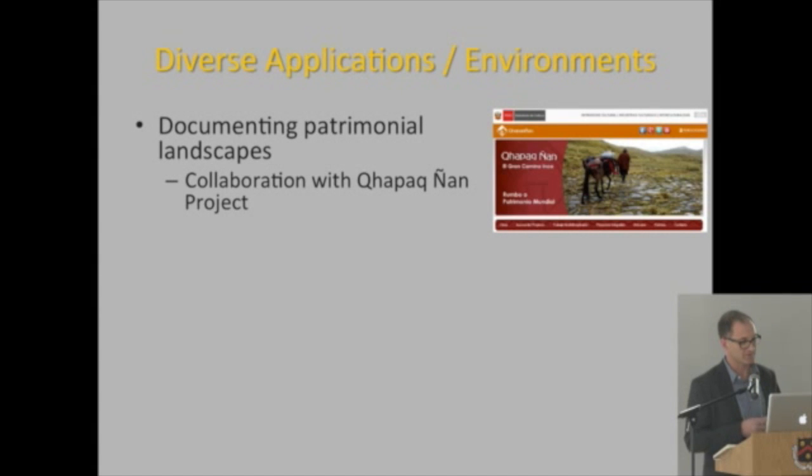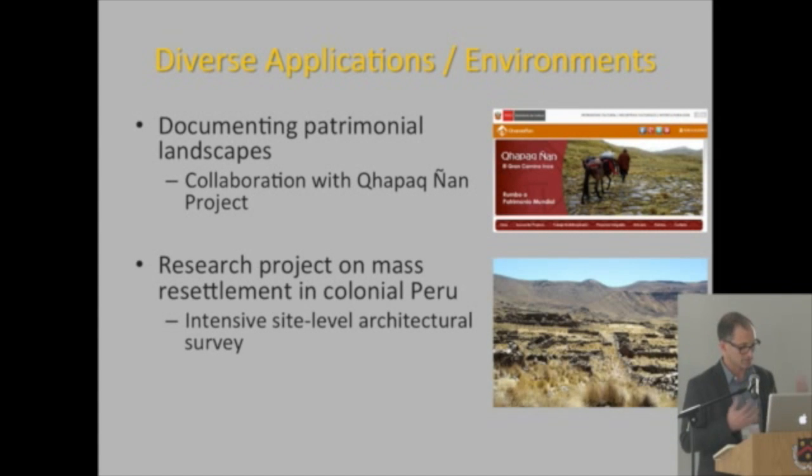The first of those specifically is a collaboration with the Capacñan project, which is the Inca Royal Highway, is what Capacñan means in Quechua. I'll talk about that in a little bit. The other one is this colonial mass resettlement project, the research project I'll present. That's a much smaller scale, an intensive site-level architectural survey using aerial imagery and mobile GIS.